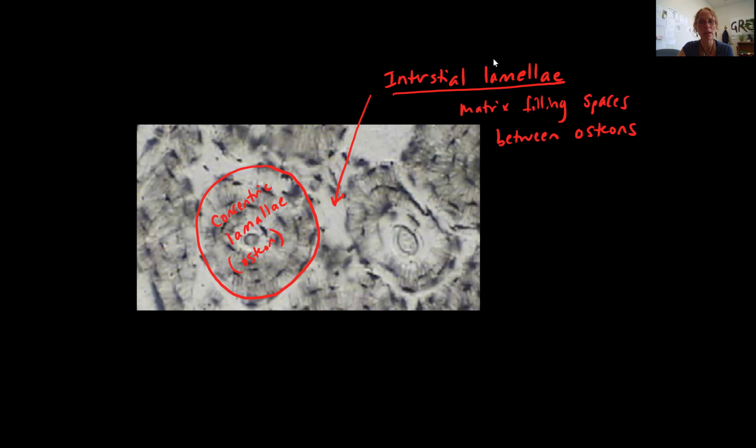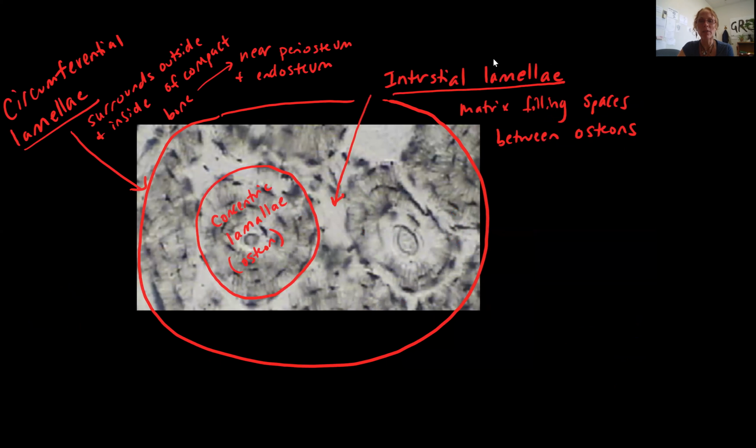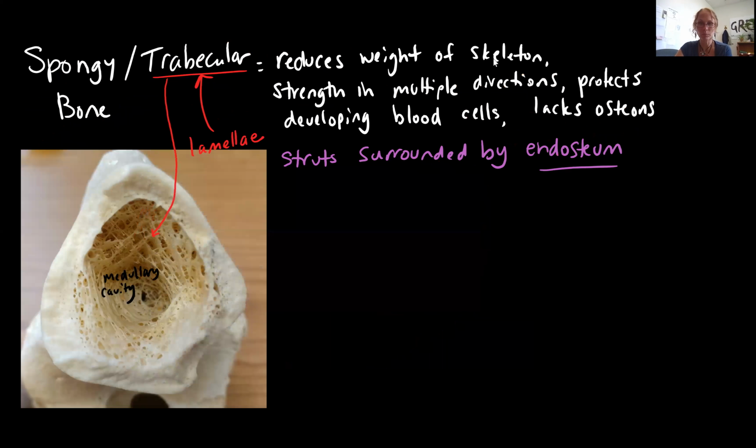That's going to be filling up those spaces in between our osteon units. And then you have the circumferential lamellae, which is going to be this outer kind of packeting of bony matrix. It's surrounding the outside and the inside of our compact bone. It's going to be located near both the periosteum and the endosteum. So it's the circumference of the bone, the outer circumference and the inner circumference.